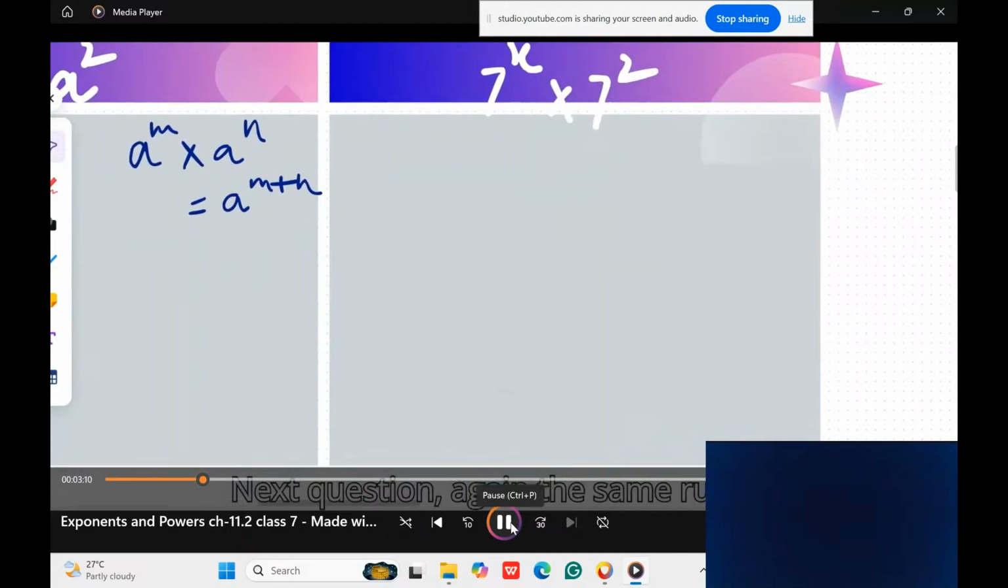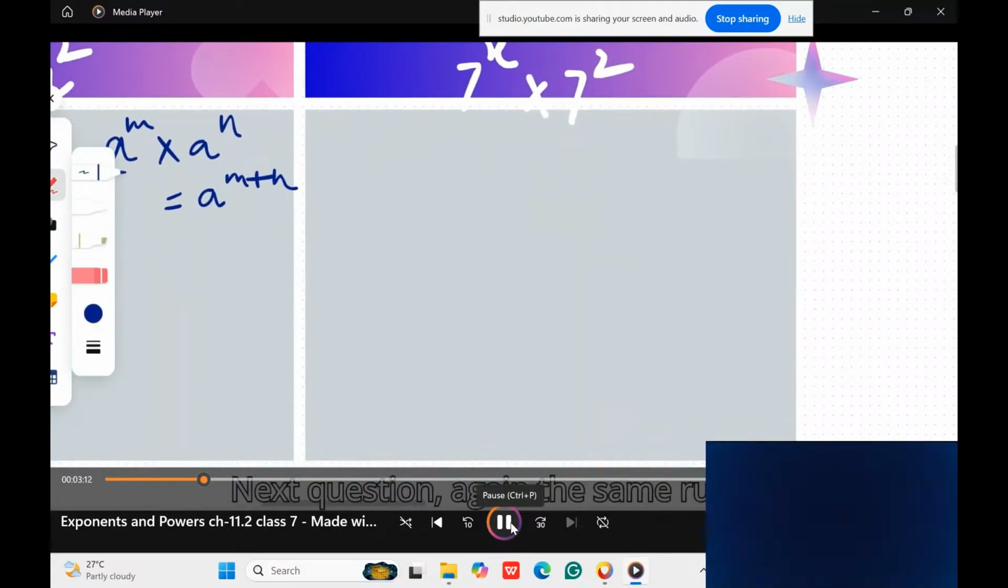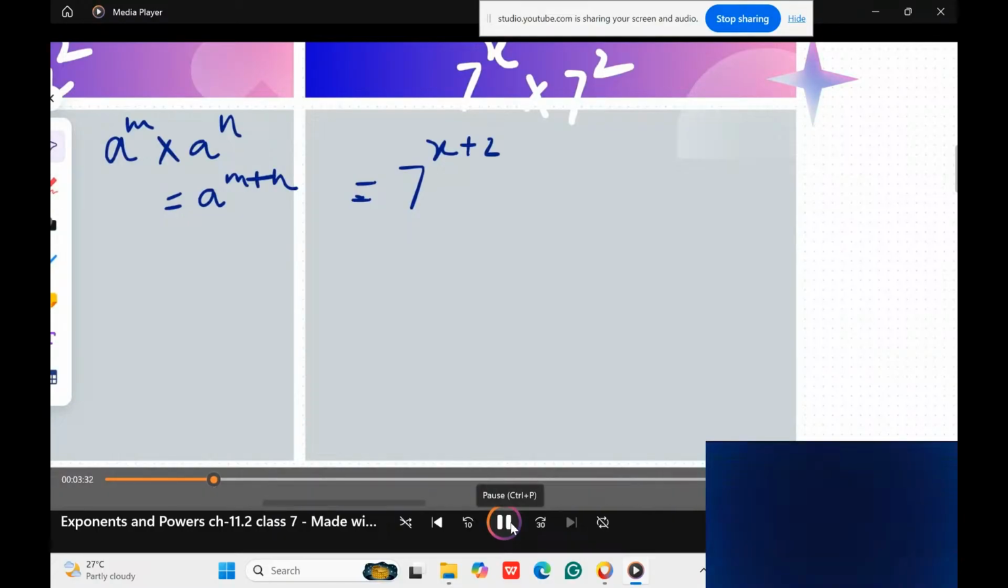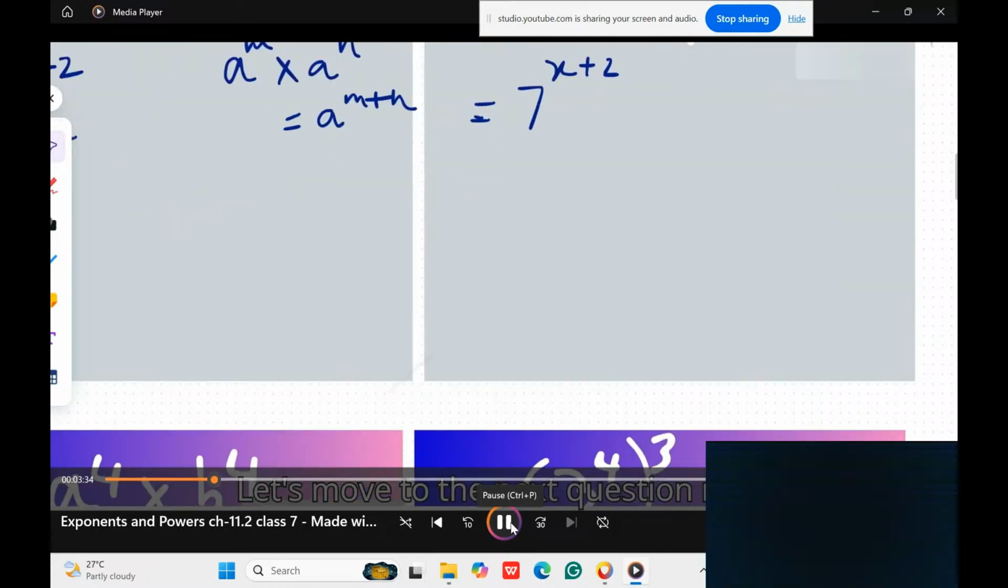Next question. Again the same rule as you can see. So here what you can do, keep 7 same, just add the powers. Now x and 2, are they like terms or unlike? These are unlike, so you cannot solve them further. You will leave the question here itself. Let's move to the next question now.